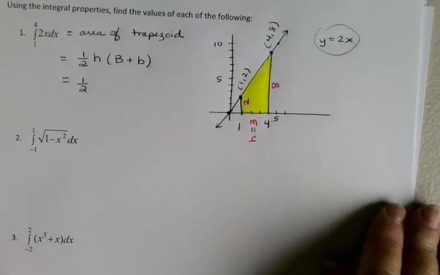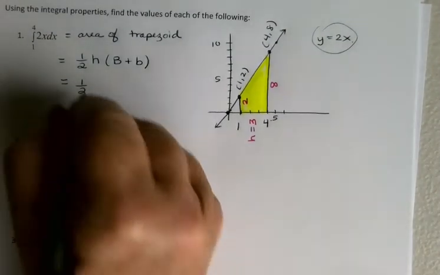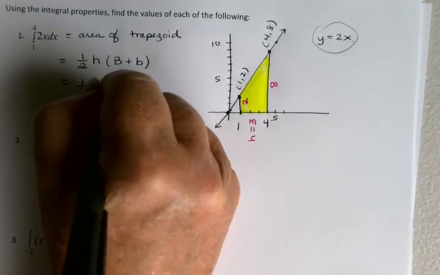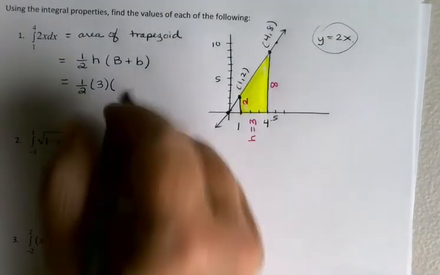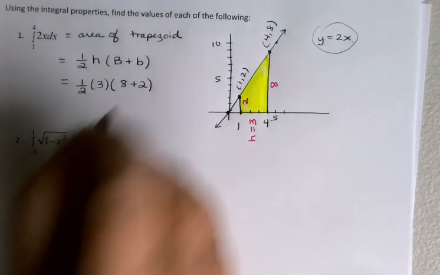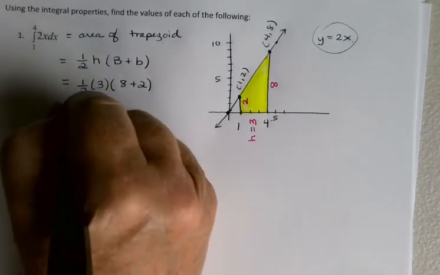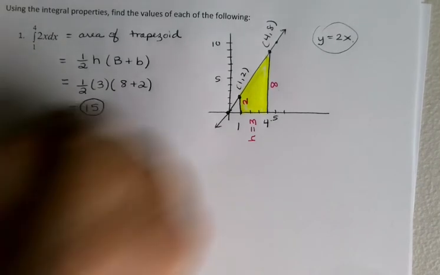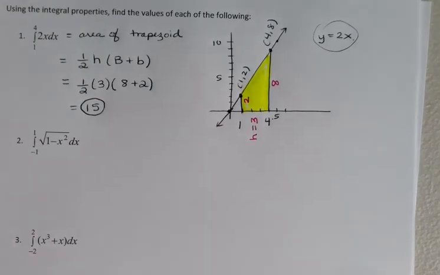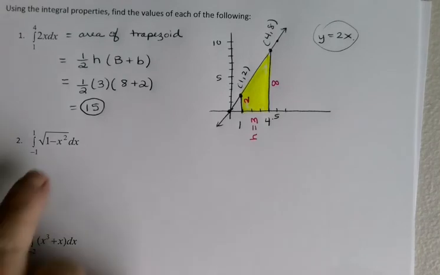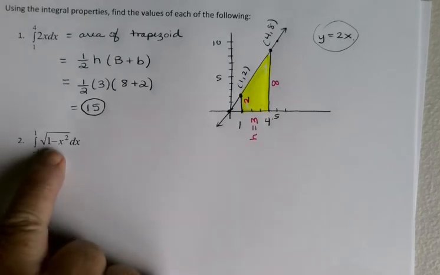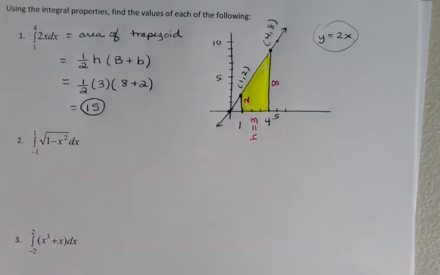So if I put all that information into my area formula, the height again was 3, the bases were 8 and 2, half of 30 would be 15. So I know that the value of the integral is 15, simply because that's the area underneath that graph. All right, let's see if we can think about this next one kind of the same way. I know that I'm looking at the function the square root of 1 minus x squared, and I really want the area under that graph between -1 and 1.